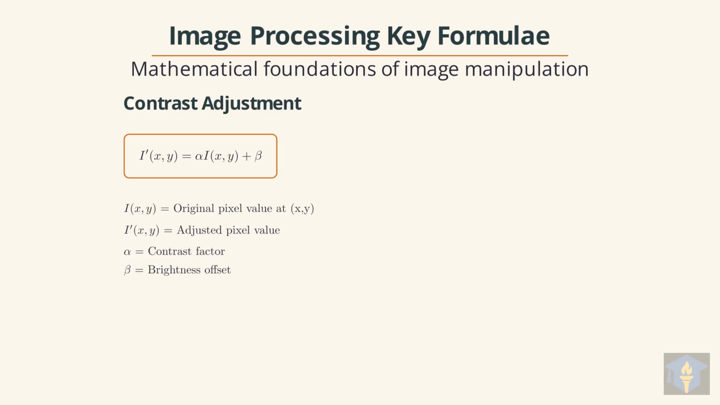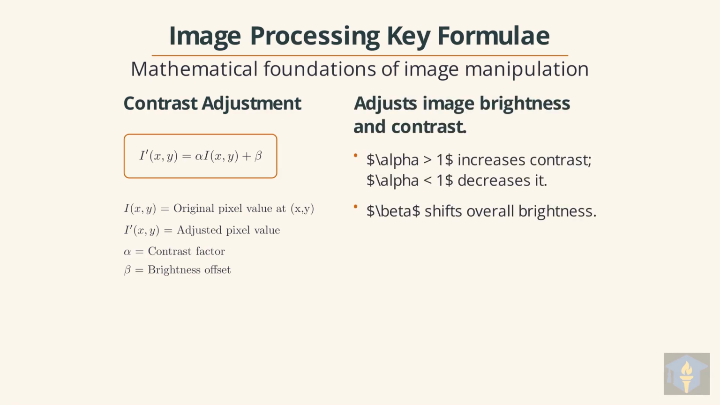Alpha, written as the Greek letter alpha, is our contrast factor, controlling the image's overall contrast. Beta, represented by the Greek letter beta, serves as the brightness offset, adjusting the image's luminosity. In essence, this formula allows us to finely tune both the brightness and the contrast of an image. If alpha is greater than 1, contrast increases. If alpha is less than 1, it effectively decreases. Meanwhile, beta directly controls the overall brightness, shifting the entire image's luminosity.